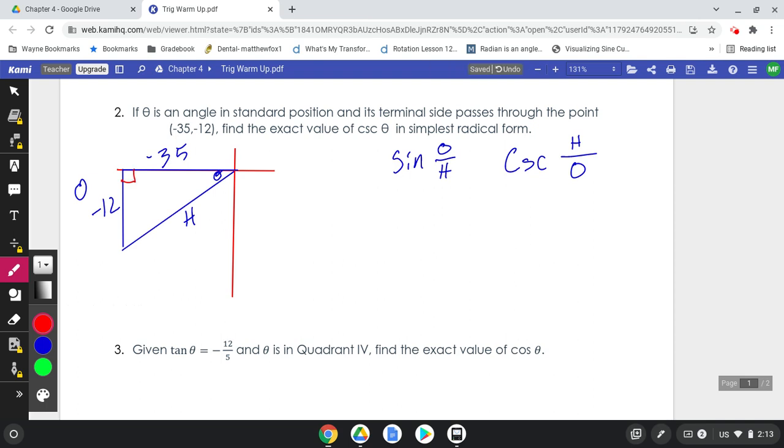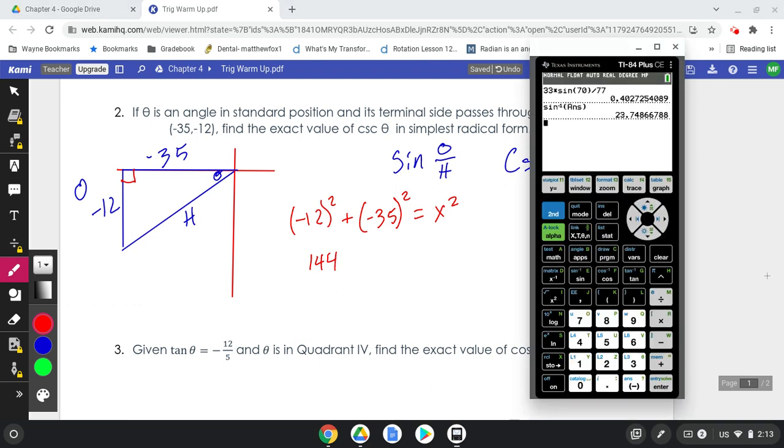Okay, so -12 squared plus -35 squared. All of that gives us whatever x squared is. So we get 144 here. And remember, negative times a negative is positive. If you don't have -35 squared memorized, that's okay. 35 raised to the second, 1225. So then we add those two together, and we'll get 1369.